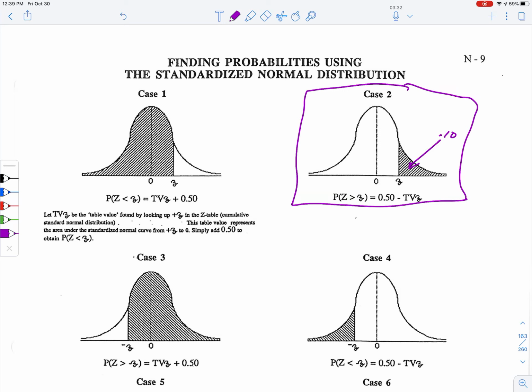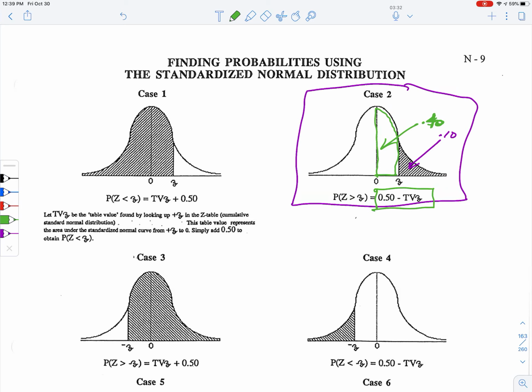What this is saying is that if this is 10% here, remember the table always gives you the area from some point down. It'll give you this area here. And so we know that that's going to be 40%, because the whole upper tail from 0 up is 50%. So what we've got here then is, case number 2 says the probability that z is greater than some little z is equal to 0.5 minus the table value for z.